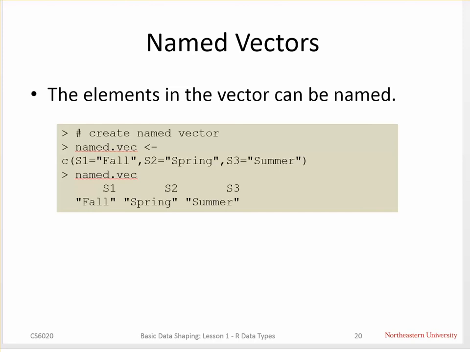So far, we've created unnamed vectors, which means the different vector elements were not really named and could only be accessed through their position within the vector. But you can actually create a named vector. So here's an example. We say named.vec is a concatenation of 3 vector elements, fall, spring, and summer. But I'm naming them as S1, S2, and S3, which means I can actually access them individually with named.vec$S1, named.vec$S2, which might be something a bit more convenient than just simply accessing it positionally.